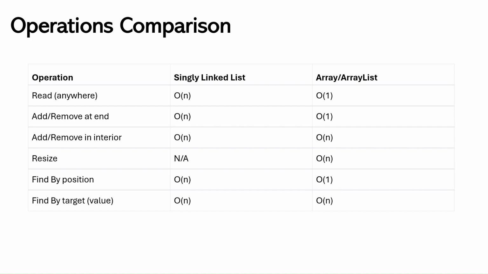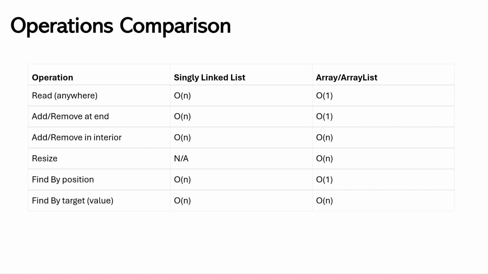If we need to find by position, which is our next operation, singly linked list takes O of n, as it needs to traverse to the specified position. But wait, ArrayList pulls off a quick move with O of 1, constant time for direct access by index. So another point for ArrayList. Now find by target, which is by value. Now both the contenders play in the same league with O of n linear time. It's a tie here.